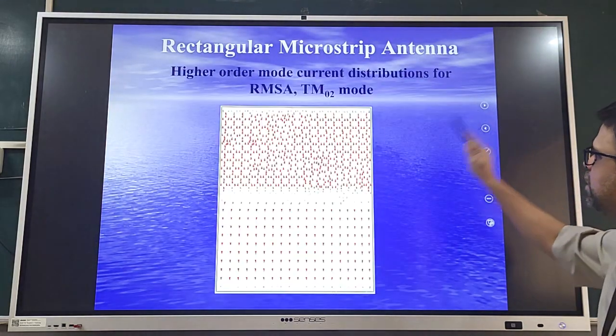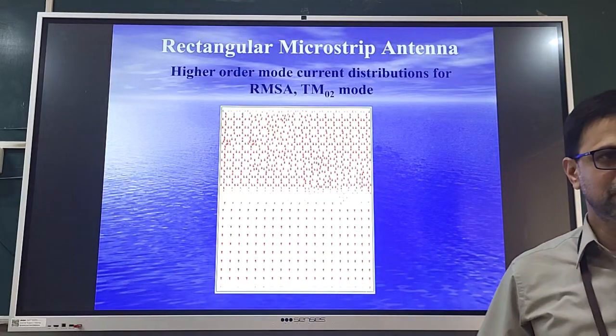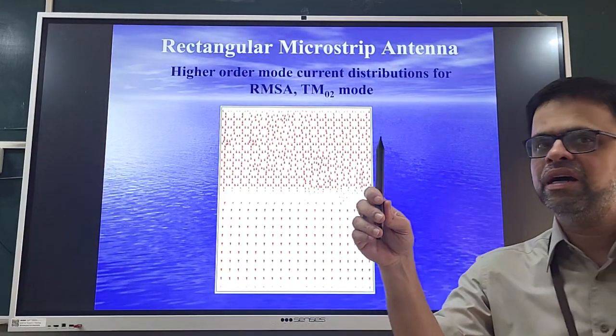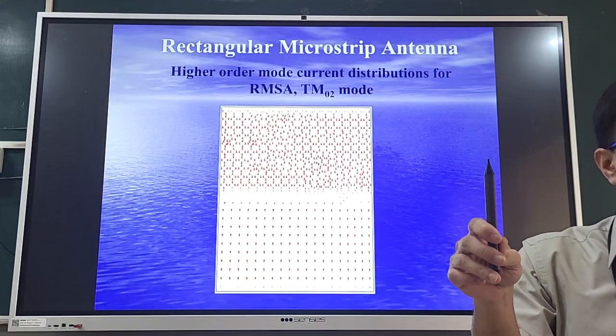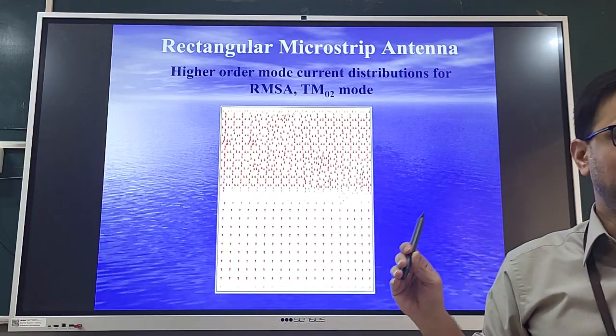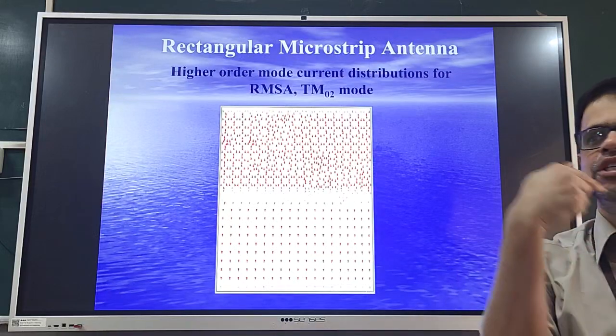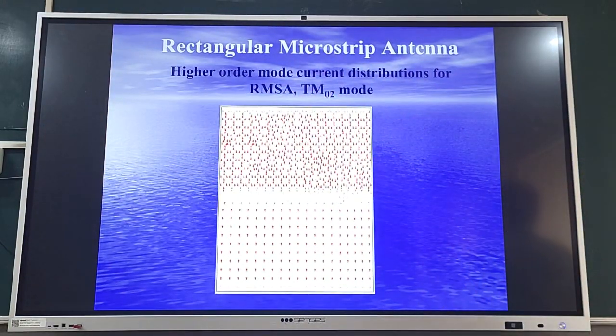One example of that I'll just show you is the next higher order mode, TM02. Remember, your rectangular microstrip antenna is excited using a coaxial feed for the 1-0 mode. No one can stop you from exciting this 0-2 mode. And definitely it is resonant at a higher frequency, but off resonance, some contribution of those currents does remain in the antenna cavity.